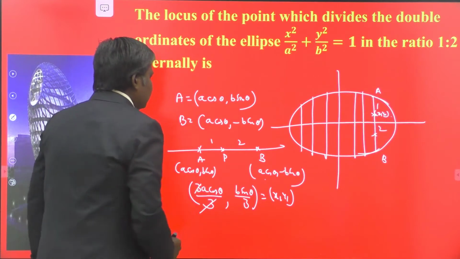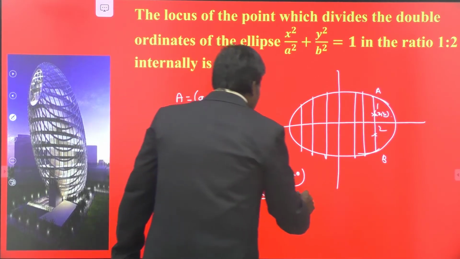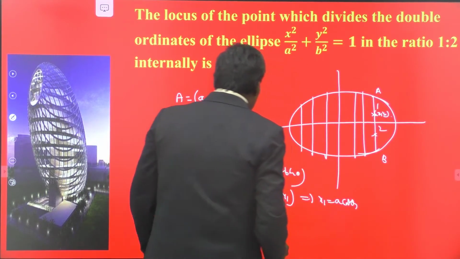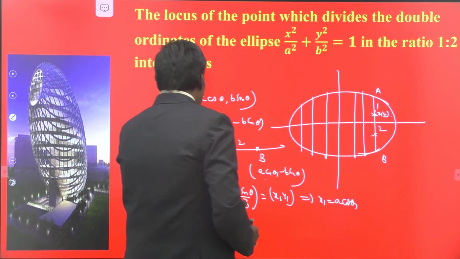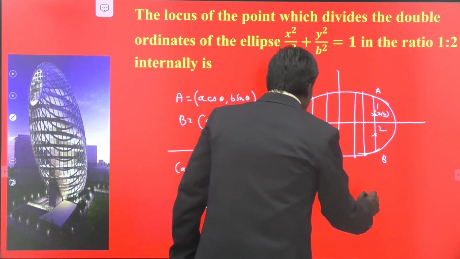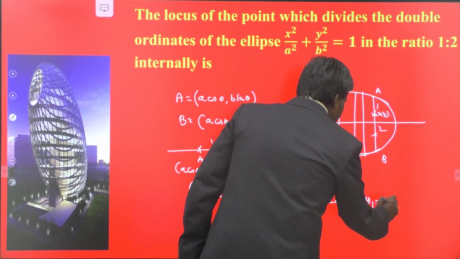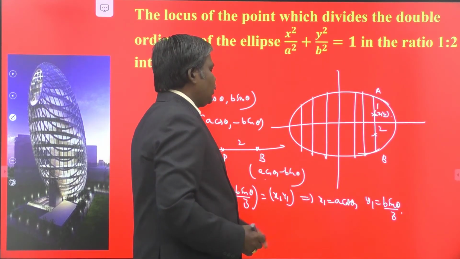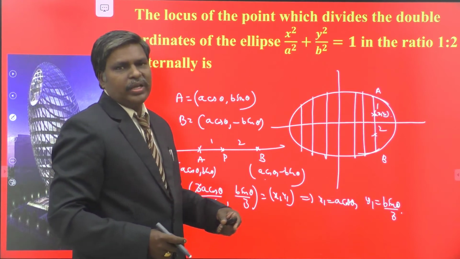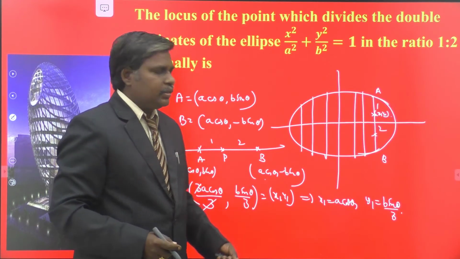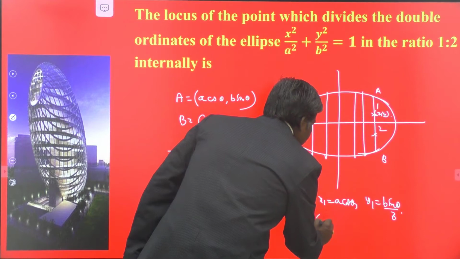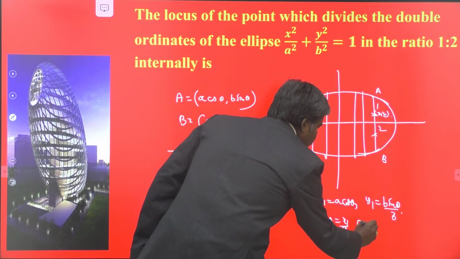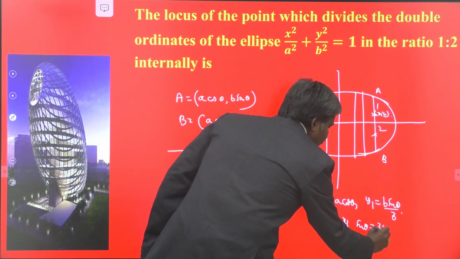Now 3 gets cancelled here. x1 is equal to a cos theta. y1 is equal to b sin theta by 3. From these two equations, we take cos theta and sin theta. We can eliminate theta by squaring and adding them. Cos theta is equal to x1 by a and sin theta is equal to 3y1 by b.